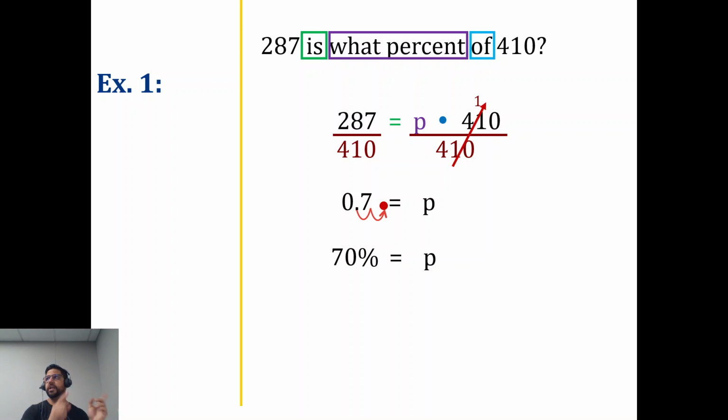Because remember, you learned how to convert decimals and percents really quick and easy. You mastered that. Now we're just figuring it out based off a percent equation. So really, you could have the new sentence: 287 is 70% of 410.